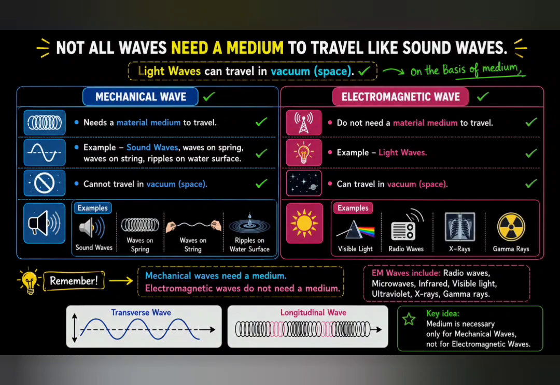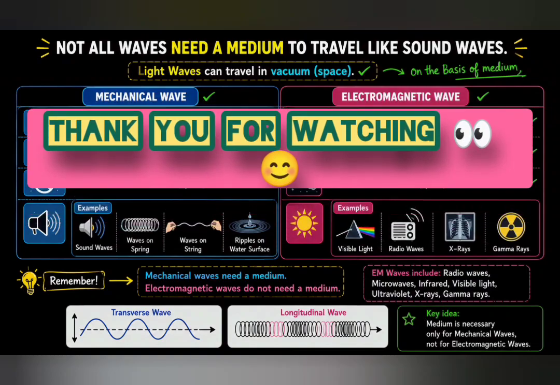The second type is electromagnetic waves. These waves do not need any material medium. They can travel through vacuum, which is why sunlight reaches the earth from the sun. Examples include visible light, radio waves, X-rays, gamma rays, etc.